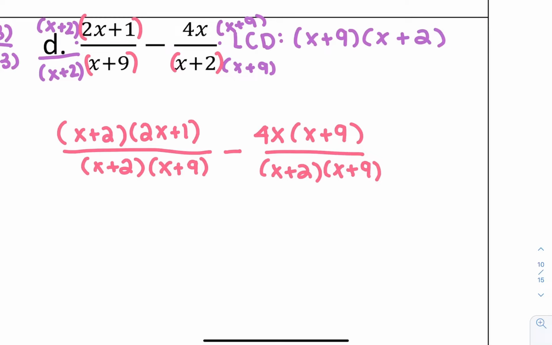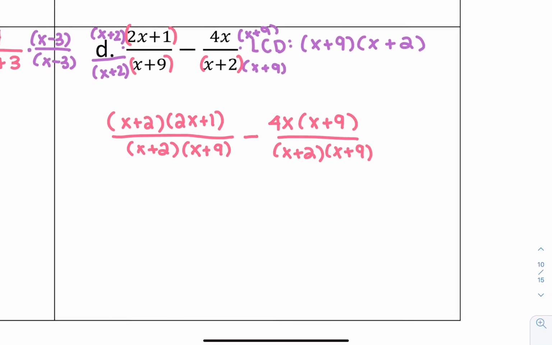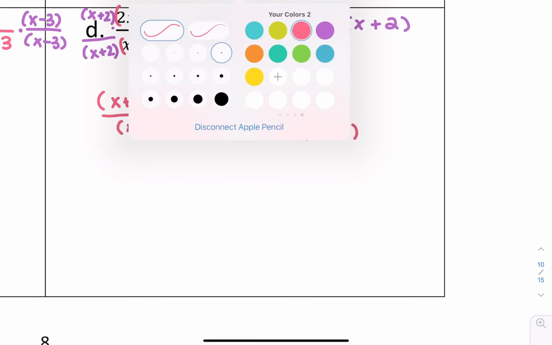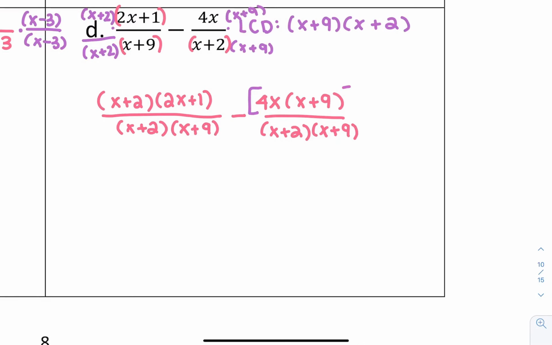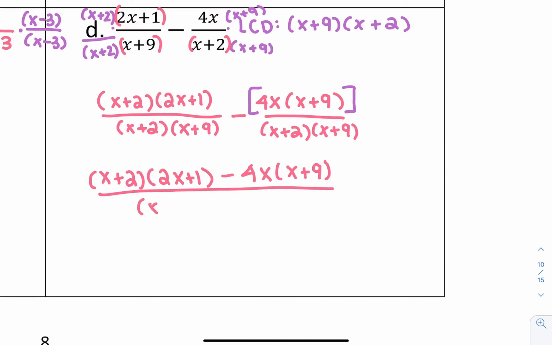I have common denominators here, so I can combine. The one thing I have to be really careful about, though, is the minus sign. So again, you might want to put some big brackets around the second one to remember we're subtracting the entire thing. So this becomes x plus 2 times 2x plus 1 minus 4x times x plus 9 all over x plus 2 times x plus 9. Now I have to multiply everything out, combine like terms.